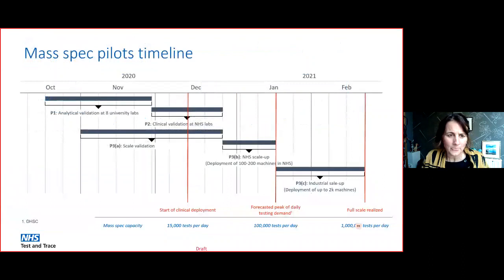So this is the timeline. We've already started with the pilot labs, the P1 labs, the analytical, the university labs, and very soon we'll be doing the clinical validation at the NHS labs too. There is a proposed scale up in January through the NHS in every case.